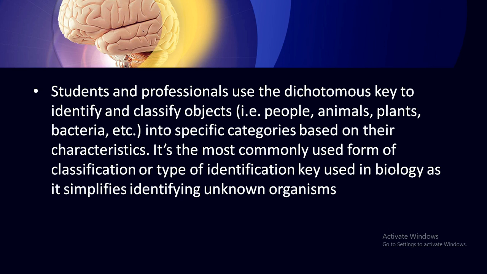Students and professionals use the dichotomous key, also called the classification key, to identify and classify objects such as people, animals, plants, bacteria, etc. into specific categories based on their characteristics. It's the most commonly used form of classification or type of identification key used in biology, as it simplifies identifying unknown organisms.